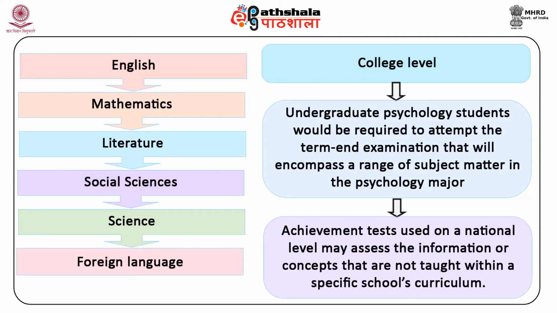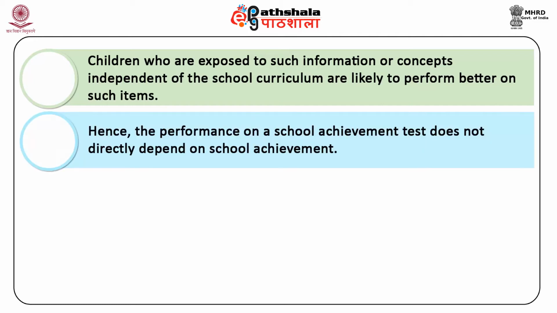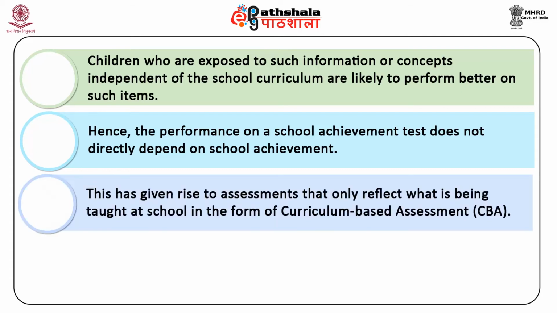Achievement tests used on a national level may assess information or concepts that are not taught within a specific school's curriculum. Children who are exposed to such information or concepts independent of the school curriculum are likely to perform better on such items than those who have not been exposed to any other information or concept. Hence, the performance on a school achievement test does not directly depend on school achievement. This has given rise to assessments that only reflect what is being taught at school in the form of curriculum-based assessment.